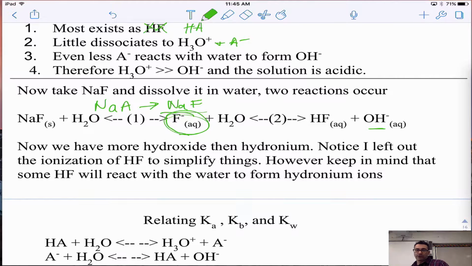Now, if I wanted to, I could include that HF reacting with water, but again, it will get to the same point that the NaF is the major source of F-. That has a huge amount of that compared to any HF that's going to ionize and form H3O+.